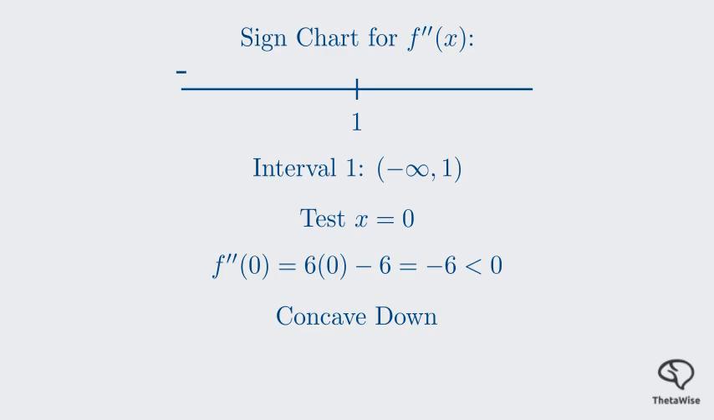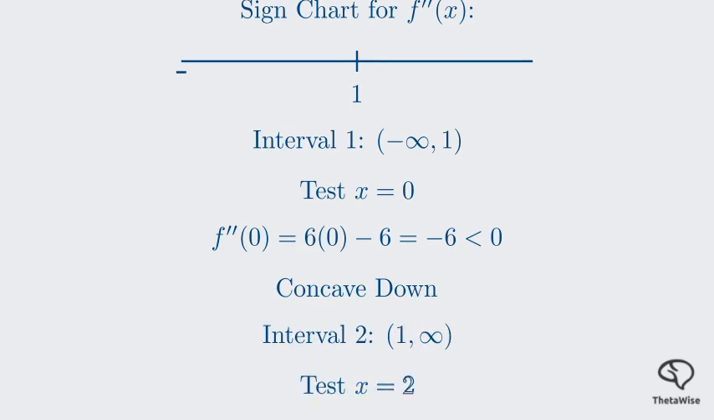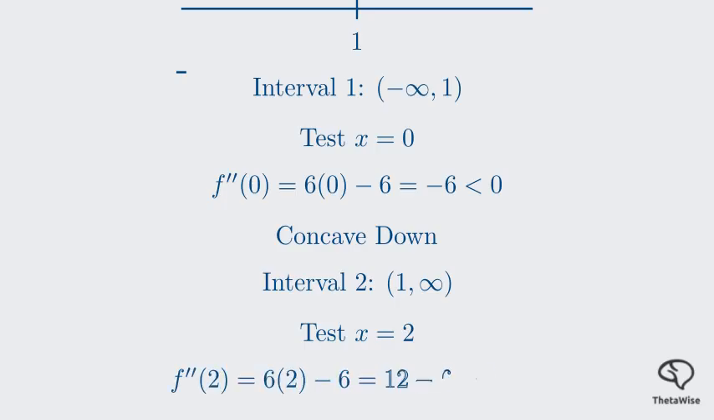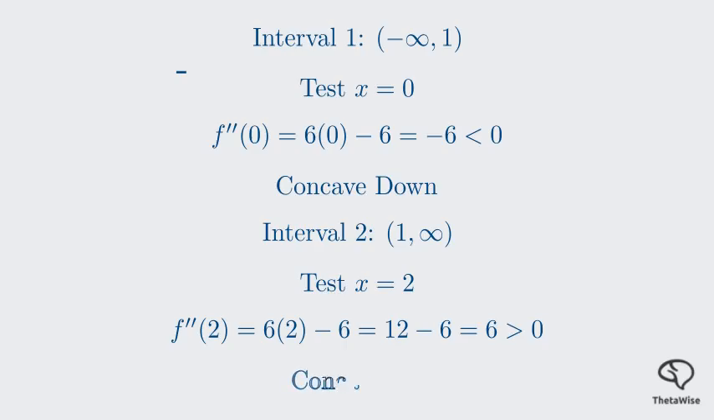For the second interval, let's test x equals 2. f double prime of 2 is 6 times 2 minus 6, which is 12 minus 6, or 6. Since it's positive, the function is concave up on the interval from 1 to infinity. Since the concavity changes at x equals 1, this is a true inflection point.